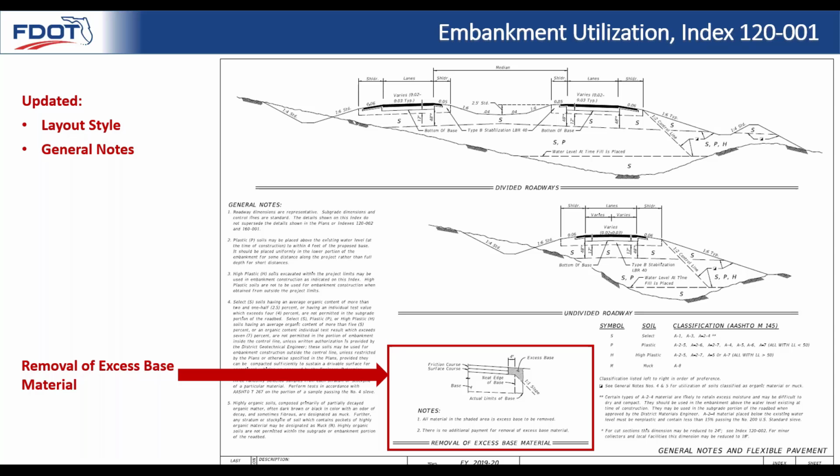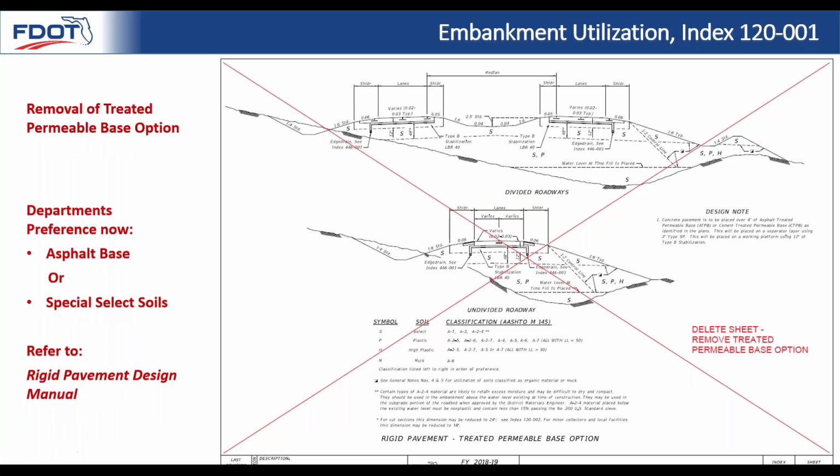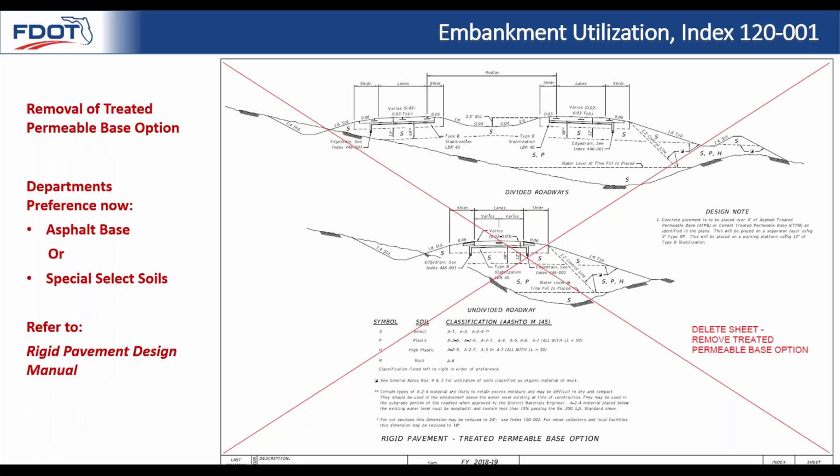One other change to index 120-001 was the removal of the treated permeable base option, which was previously sheet 2. The department has moved in a direction of no longer having treated permeable base as an option for rigid pavement, and as referenced in the rigid pavement design manual, currently only asphalt base or special select soils is shown.